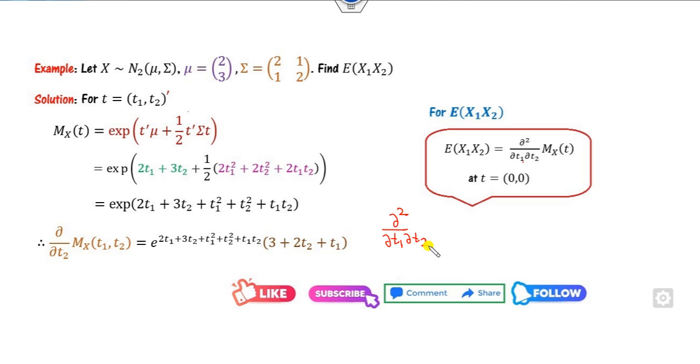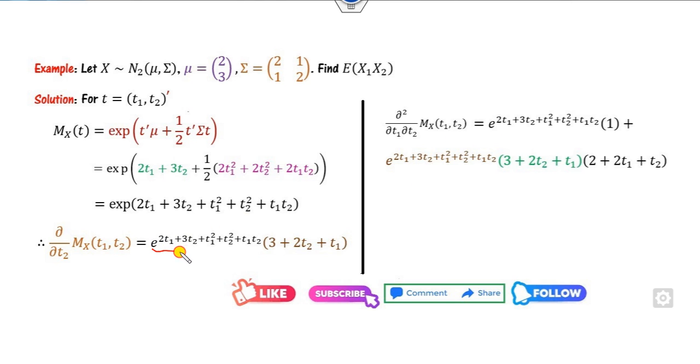Now you have to find this with respect to t1. So you have to apply the product rule. This is the first function, this is the second function. So how can you define that? That is the first function, the derivative of this with respect to t1, this is 1, plus this function into the derivative of this part. This is the derivative with respect to t1.